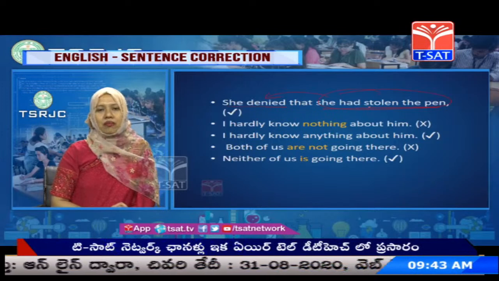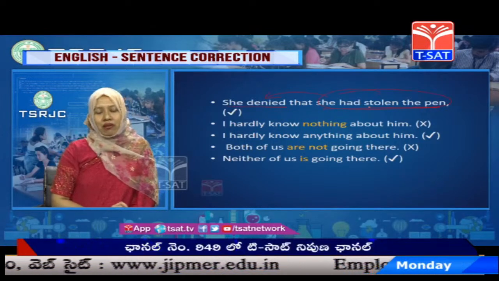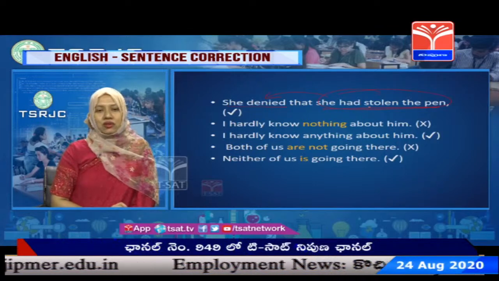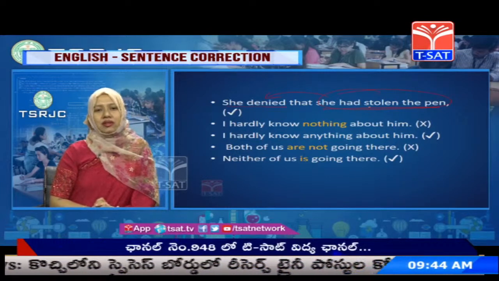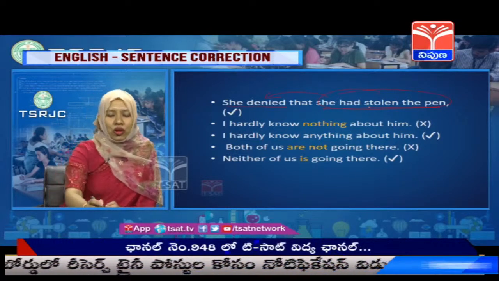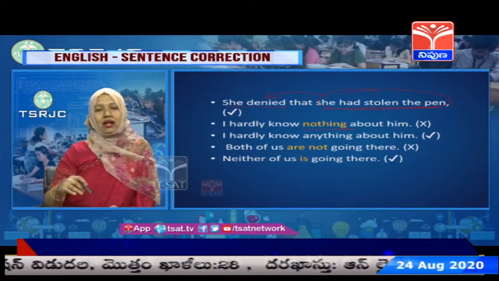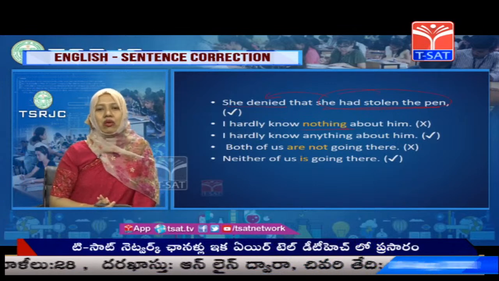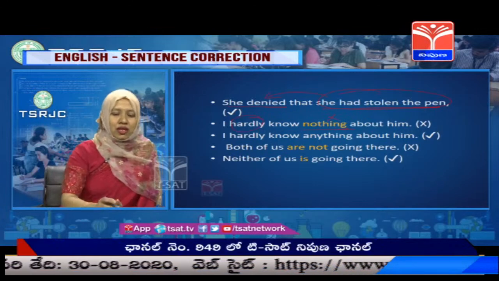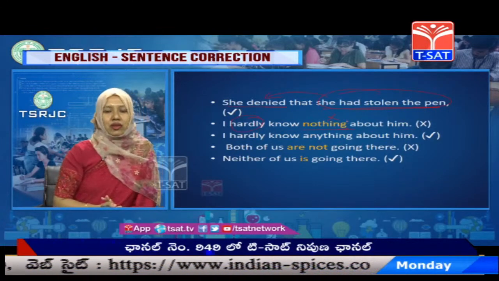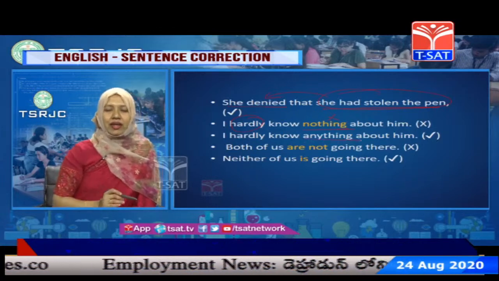I hope this is clear. I hardly know nothing about him. Now when you use the adverb hardly in a sentence, there is no need of using a negative form of a word again. Hardly itself says you don't know anything, so there is no need of repeating the negative word. You should say, I hardly know anything about him.